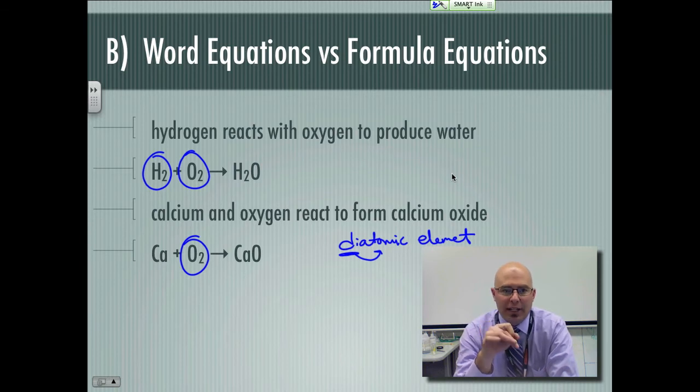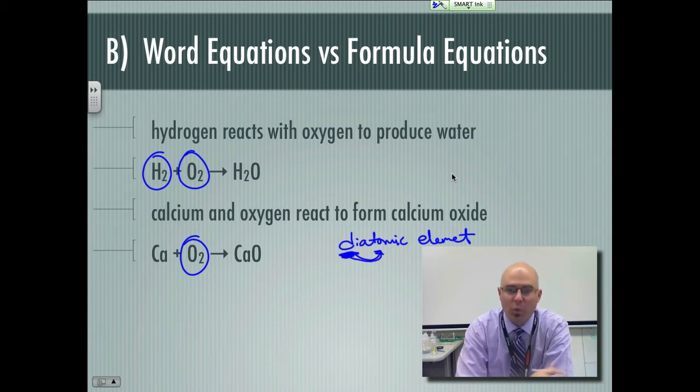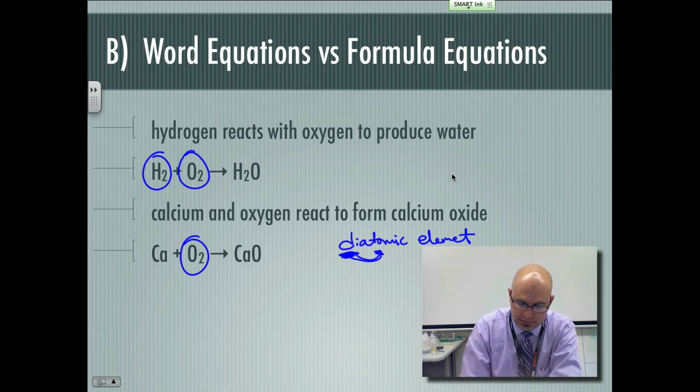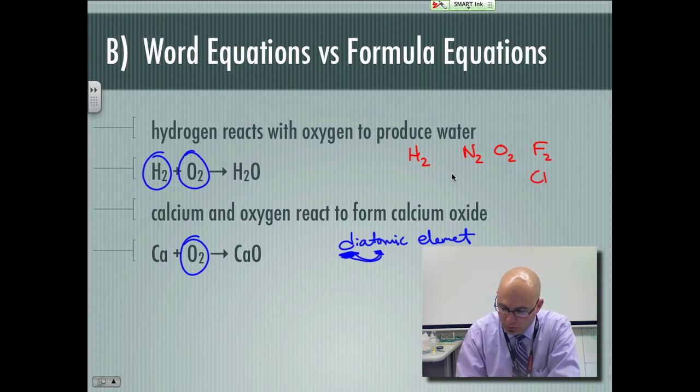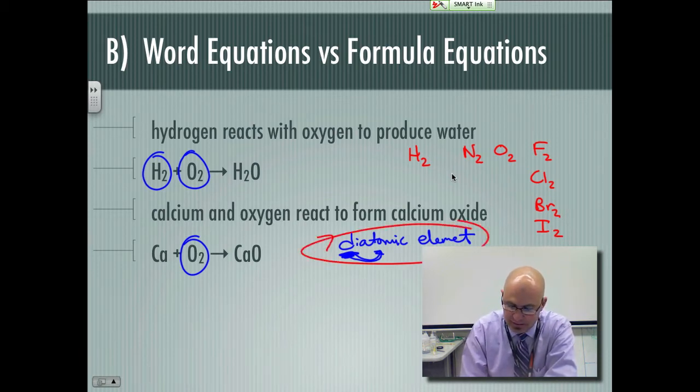So whenever hydrogen is alone, as in the phrase hydrogen reacts with oxygen, it's not in a compound, and it's never alone. Diatomic means there are always two atoms when we write out this element. There are 7 of them. I like to think of them this way: hydrogen, nitrogen, oxygen, fluorine, chlorine, bromine, and iodine. These are the 7 diatomic elements.